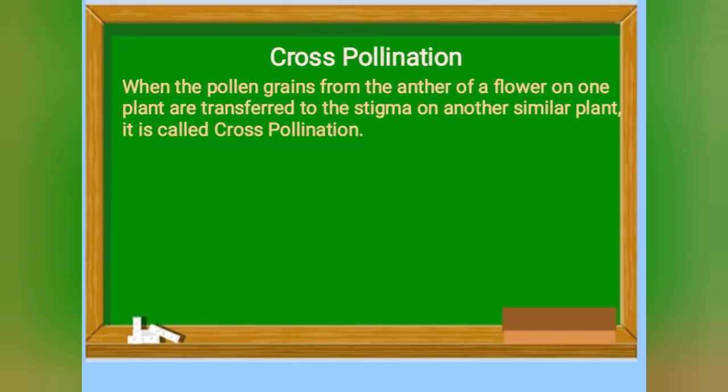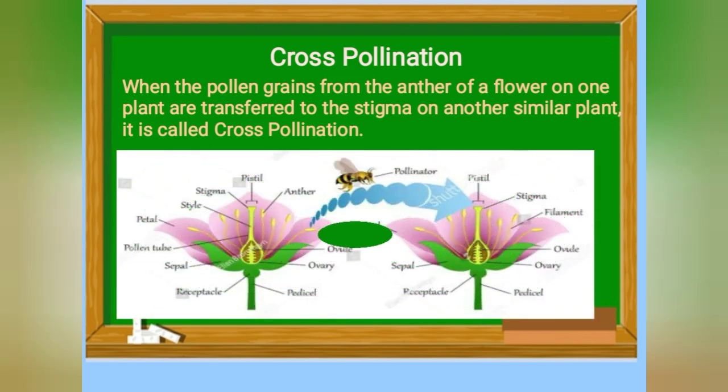Cross-pollination. When the pollen grains from the anther of a flower on one plant are transferred to the stigma of another similar plant, it's called cross-pollination. It means the pollen grains of a flower are transferred to the stigma of another similar flower.